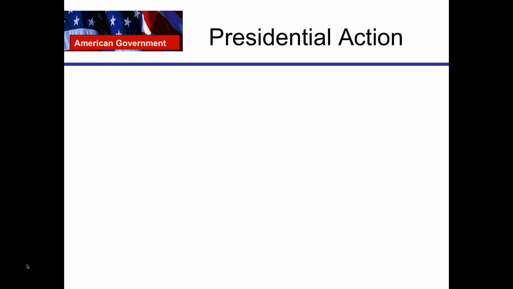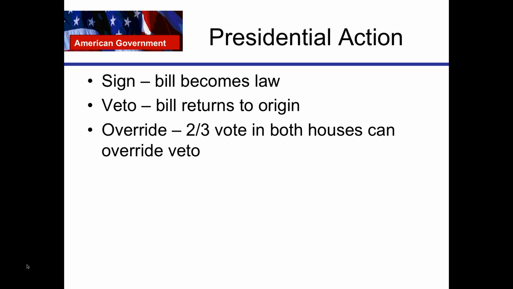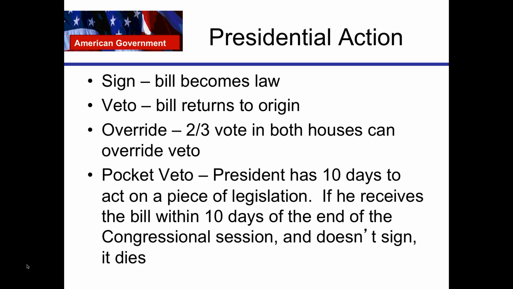And next you'll have presidential action. So the president can sign the bill into law. The president can veto the bill and return it to the chamber of origin. This veto can be overridden with a 2/3 vote in both houses. And then there's something that's called the pocket veto.